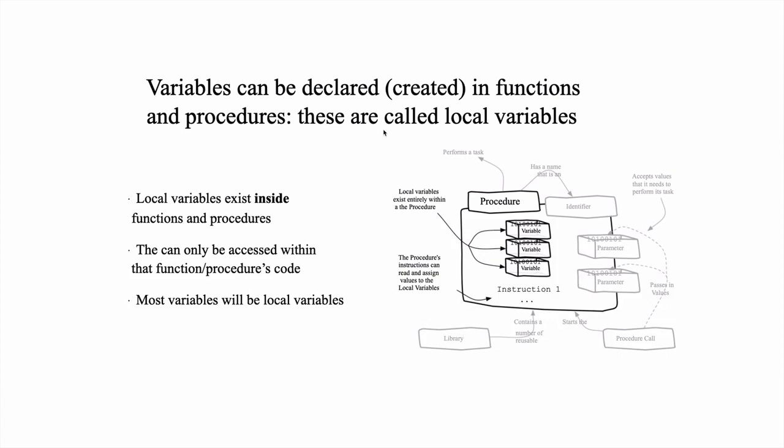Variables can be declared within the function and they will be called local variables. A few key points about local variables: they exist inside the function, and they can only be accessed within the function. Most variables will be local variables within the function, and they will also be destroyed when the function call finishes.